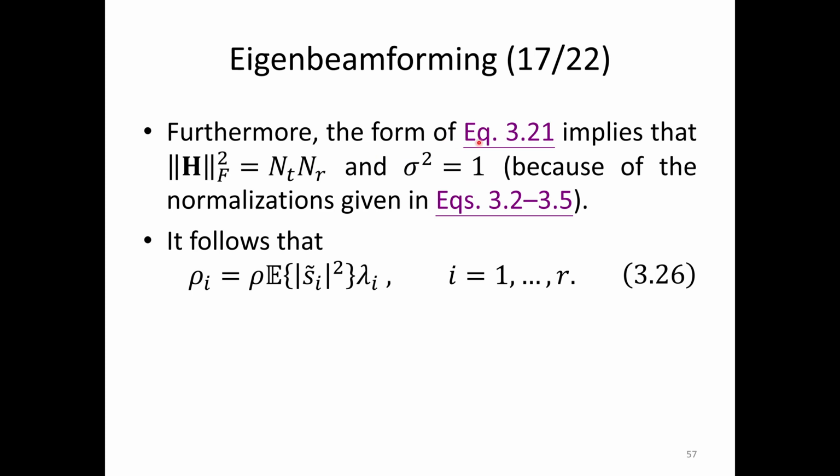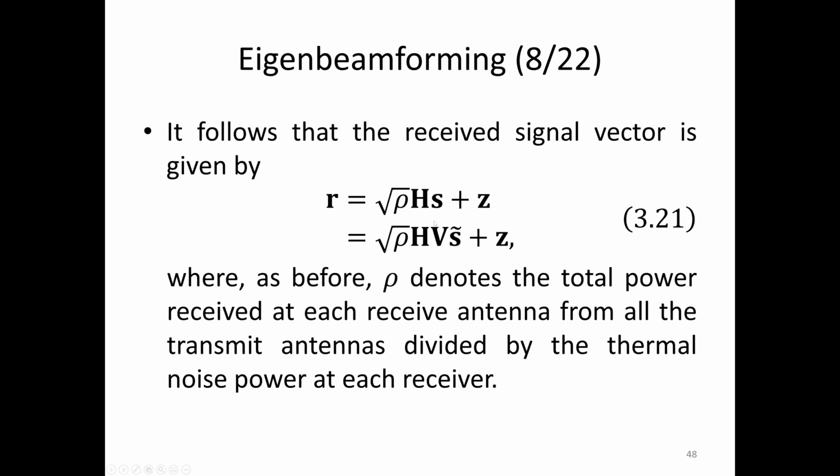Furthermore, the form of equation 3.21. Okay, let us go to equation 3.21. In this equation, we stated that R is equal to the square root of rho times H times V times S tilde plus Z.